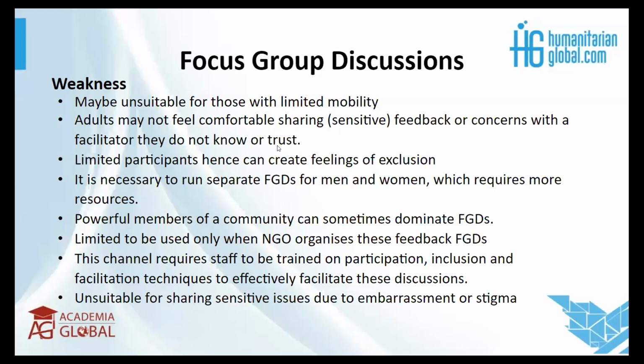Lastly, these focus group discussions may be unsuitable for sharing some sensitive issues due to embarrassment or stigma. That means you may not go into very in-depth detail about some issues, especially gender-based violence, which could be personalized to one person or even two. But it's an avenue of feedback, so you need to make sure that more channels are used that can accommodate this sensitive feedback.